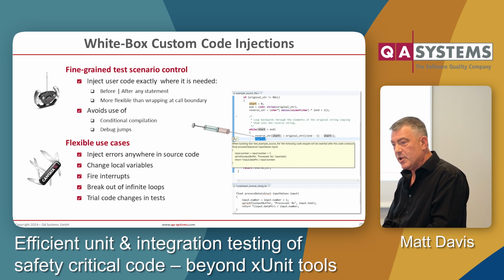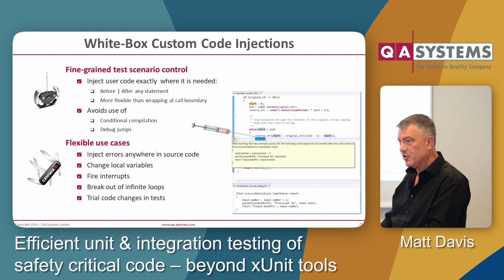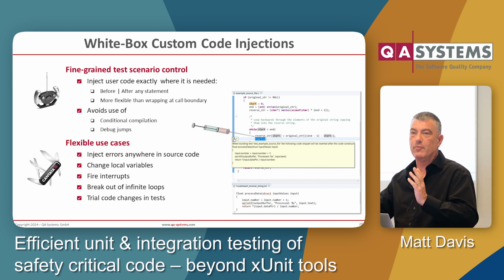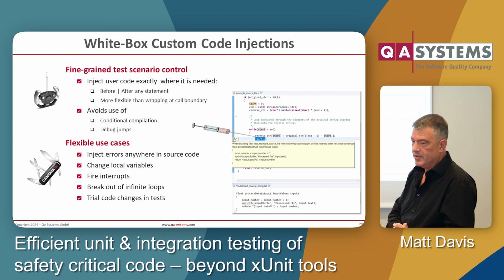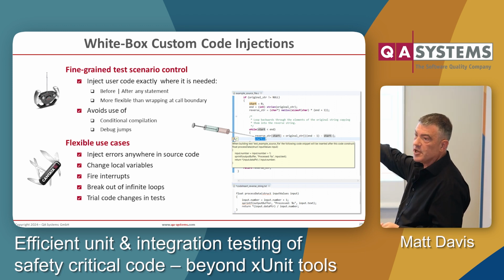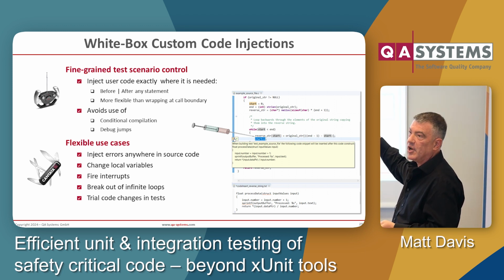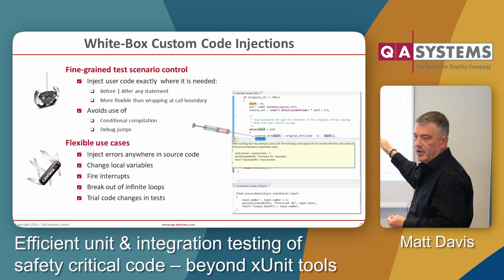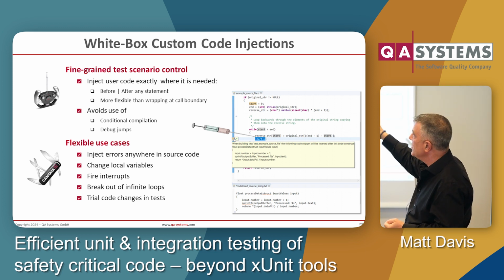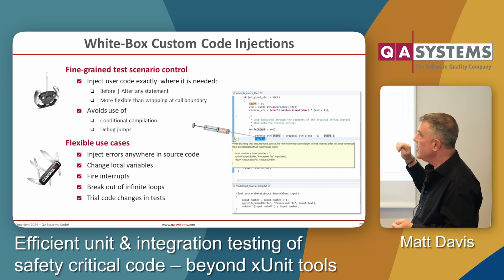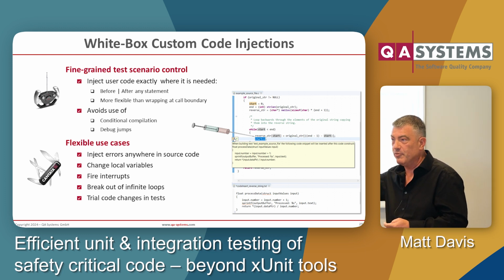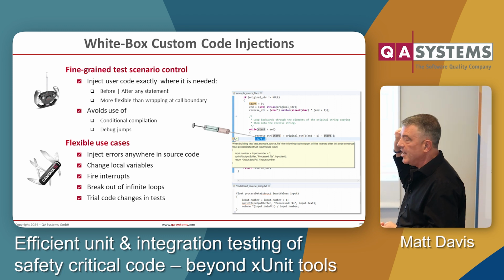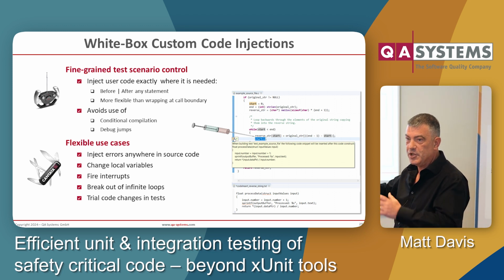But beyond that, we can do custom code injections because you only have control at the call boundary with wrapping. You might want more fine-grained test control. Cantata custom code injection allows you to put it on any statement, anywhere in the code. Before or after any statement, more flexible than wrapping at the call boundary. You don't have to use conditional compilation and pollute your production code stream, and you don't have to use a debugger, which is non-repeatable.